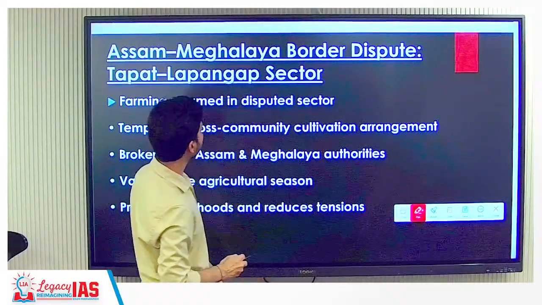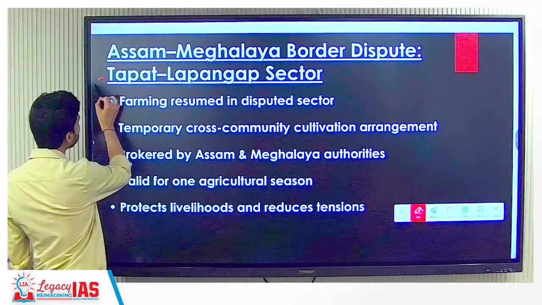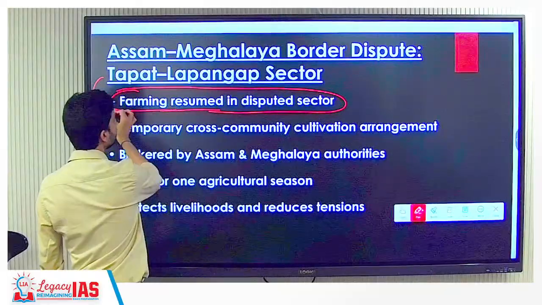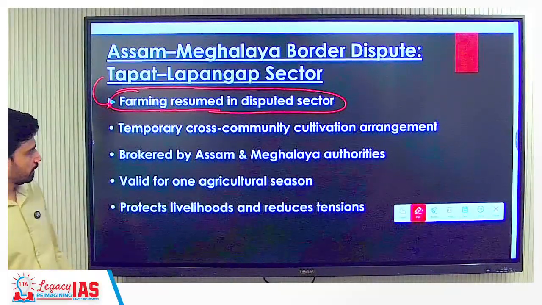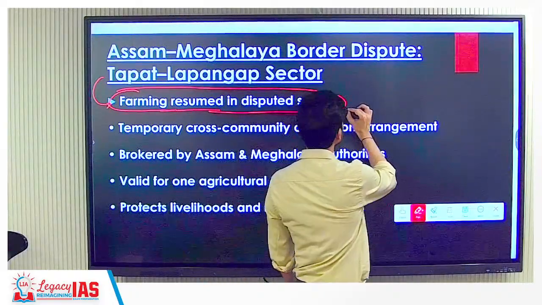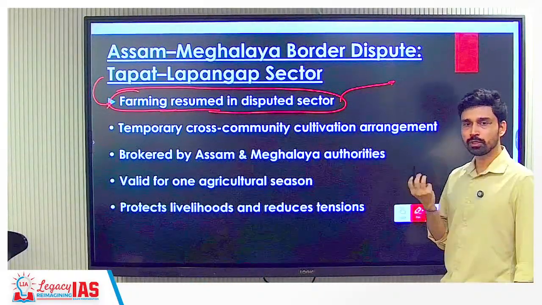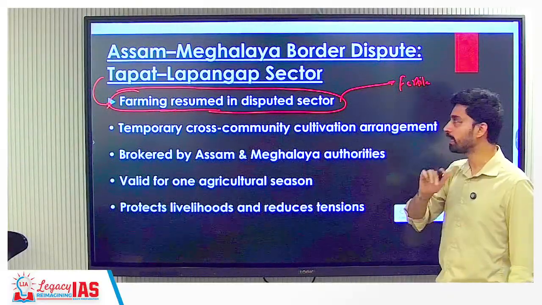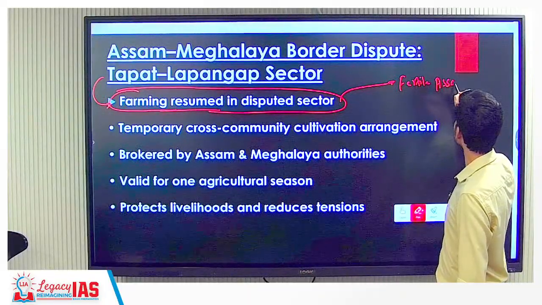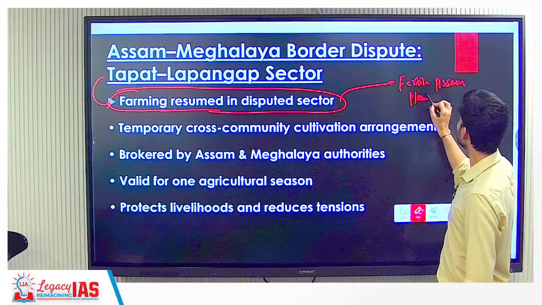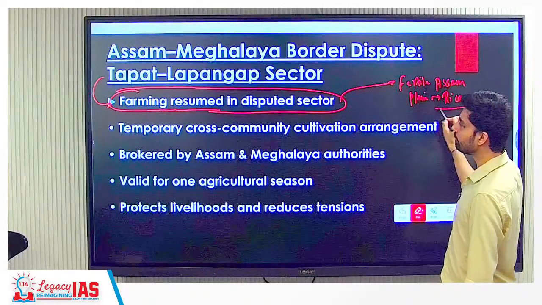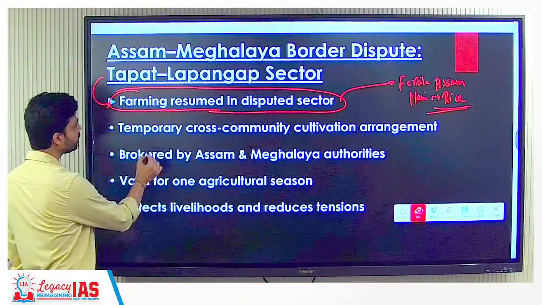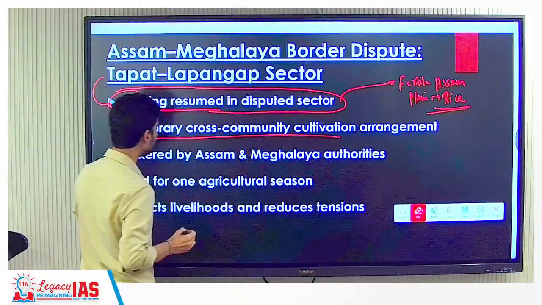Both states have faced a border dispute, and recently it was in the news because local community-based negotiation was carried out, and farming resumed in the disputed sector, because this is a fertile area, right? That's why there is a dispute. If the area was of no use, the dispute would not arise. It is fertile land, part of the fertile Assam plain, and largely what is cultivated here? Rice cultivation.